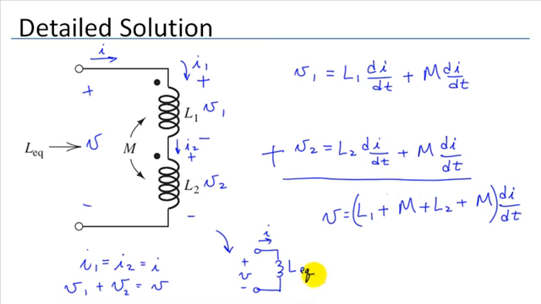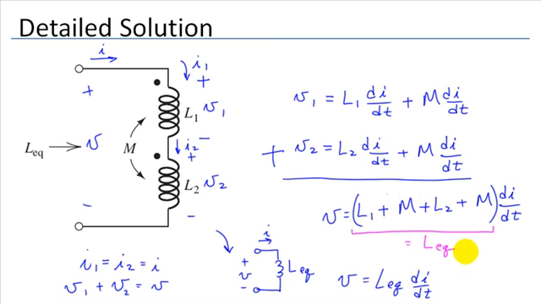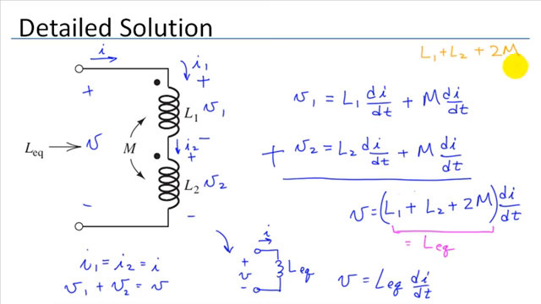So I'll pull out all of the coefficients. And again, observe the linkages back here. So it looks like LEQ must be L1 plus L2 plus 2 times M. And that's the result to part A.